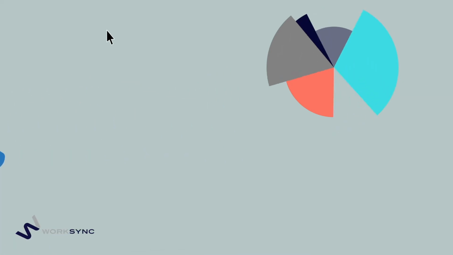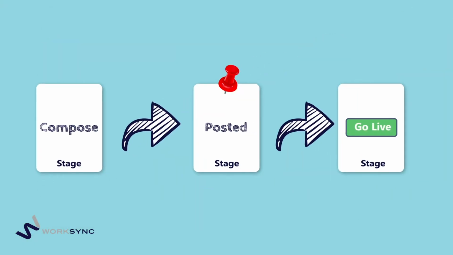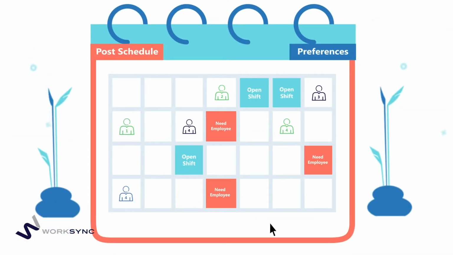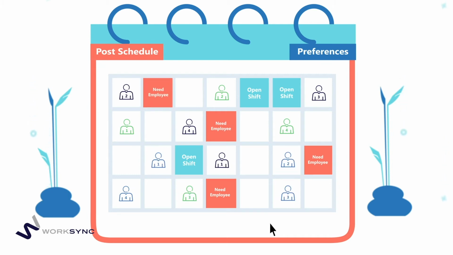The posted stage. The next stage of the scheduling process is the posted stage. This is when you open your schedule, allowing employees to engage with it, and when final changes are made before the schedule goes live. The schedule can be posted with or without shifts already filled. All unfilled shifts will remain open for employees to pick up themselves. You have the option to add employees to all shifts or fill some and leave others open.